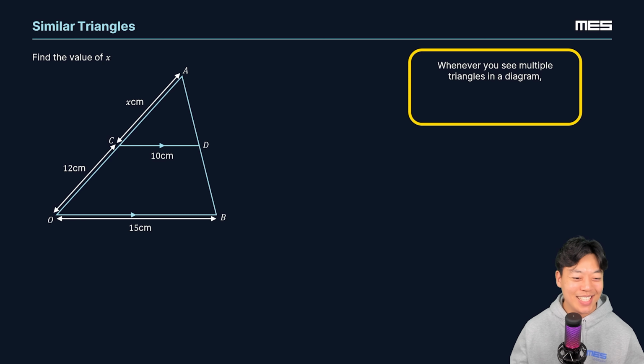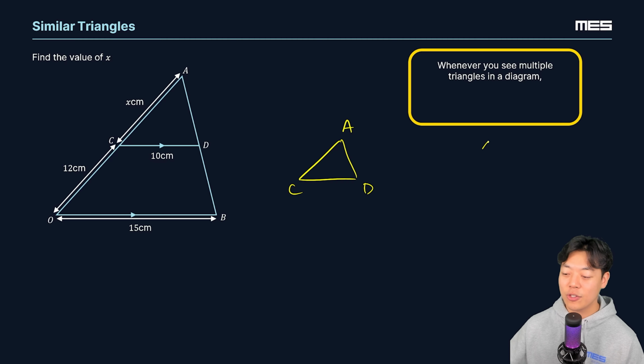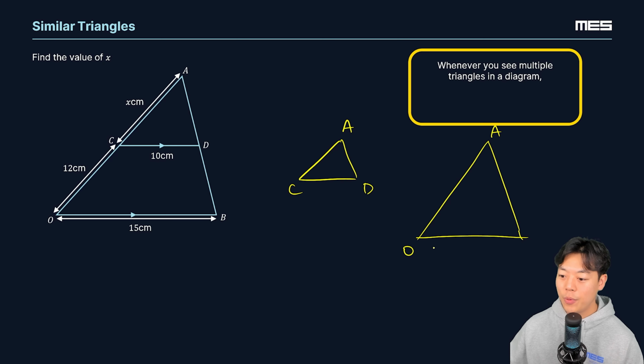Similar triangles. Let's get it. I believe this is our last topic. Let's lock in. Whenever we see similar triangles, my biggest suggestion to you is to redraw the two triangles that you see. So if I redraw these triangles, A, C, D, and the bigger triangle, A, O, B, I can figure out which sides are proportional to each other.